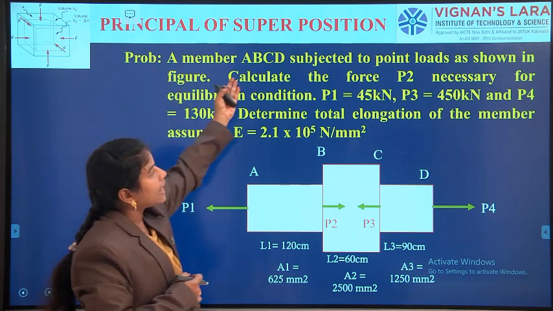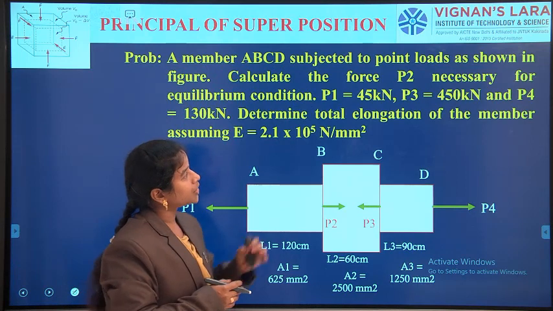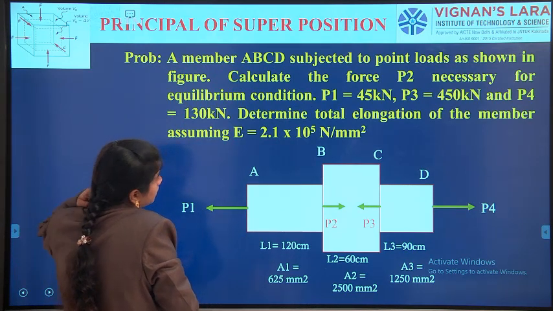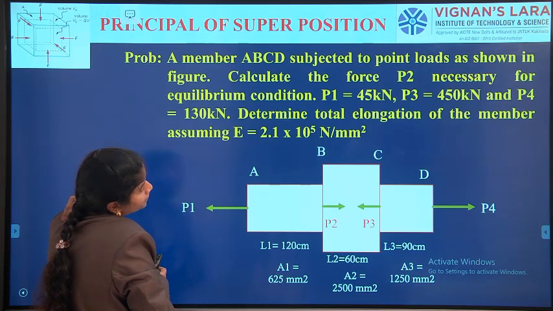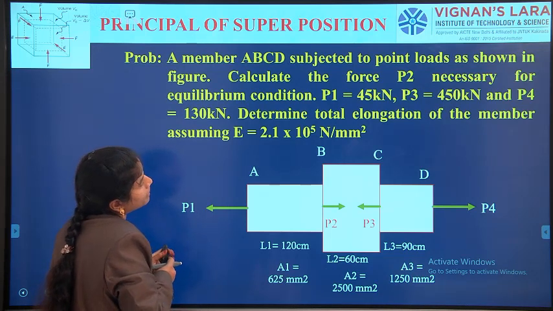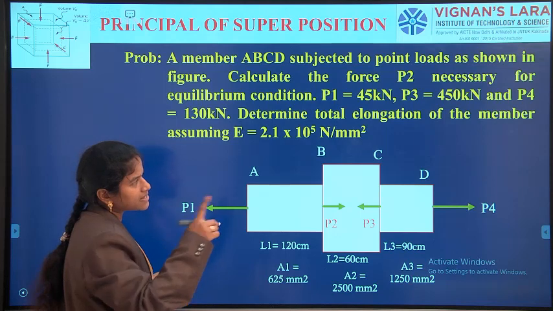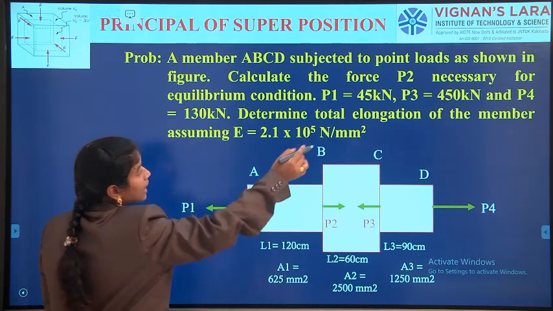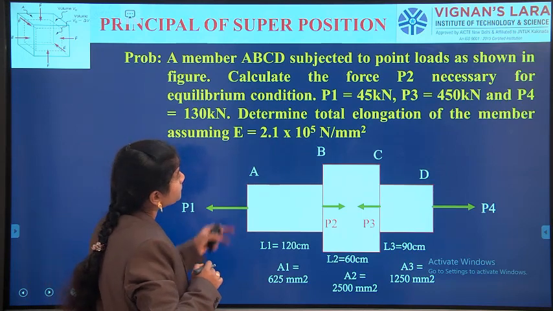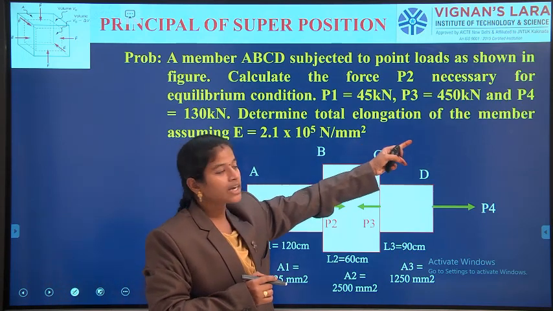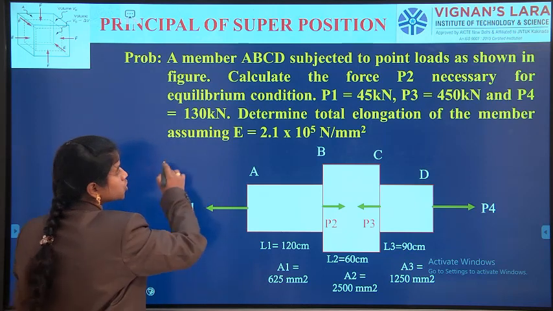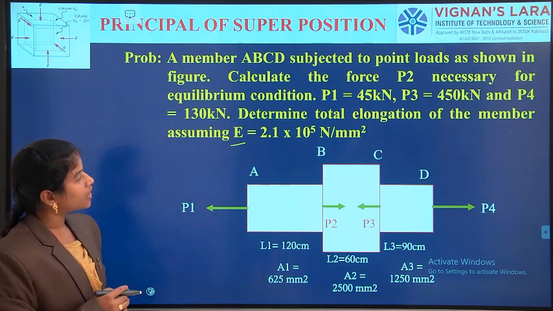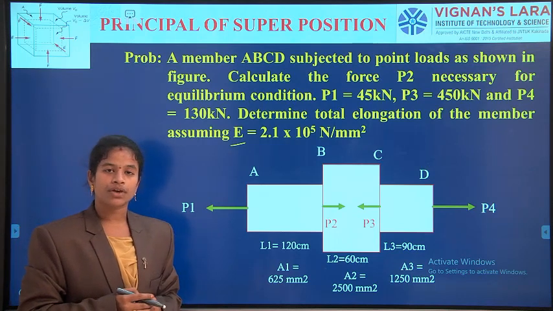A member ABCD is subjected to point loads as shown in the figure. Calculate the force P2 necessary for equilibrium condition, where P1 is equal to 45 kN, P3 is 450 kN, and P4 is 130 kN. Now determine the total elongation of the member, assuming Young's modulus E is equal to 2.1 into 10⁵ Newton per mm square.